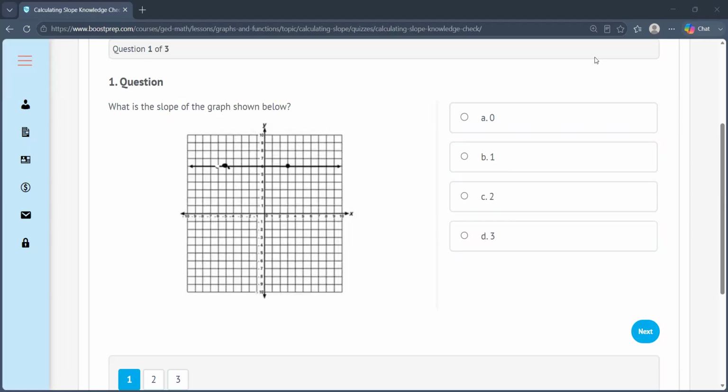Hello, in this math video, I will do a GED math video regarding calculating slope. So yeah, we're going to calculate slopes in these graphs. We're not going to find the equation of a linear line yet. First, we're going to find slope. So go ahead and get out your notebooks.